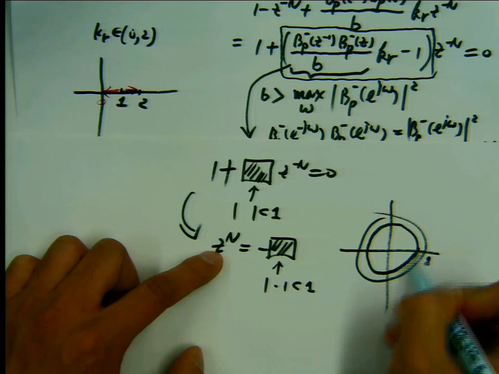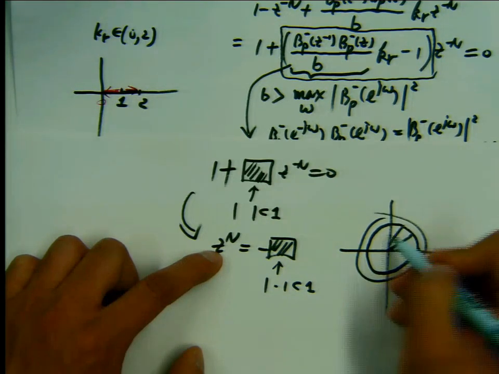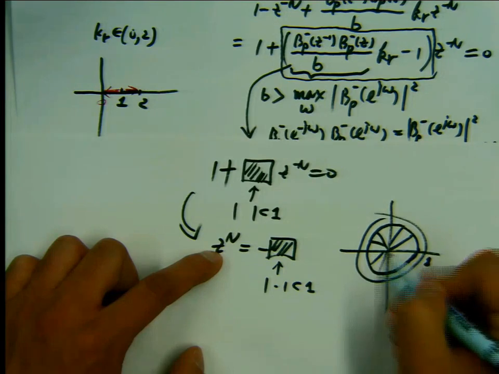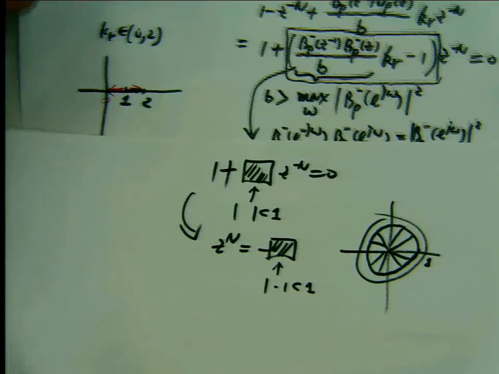I did a bad drawing. This is not a circle at all. It should be a circle. But the roots are going to be distributed on this circle. And the radius of the circle is less than 1.